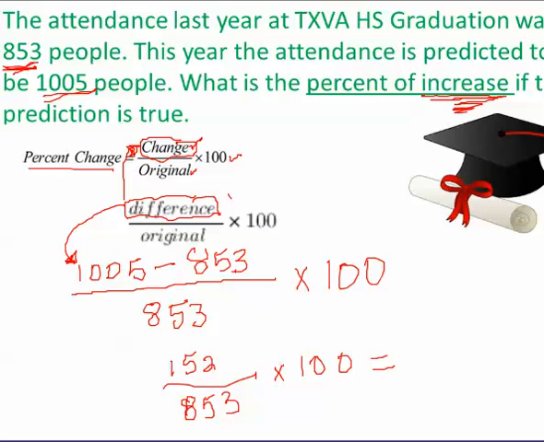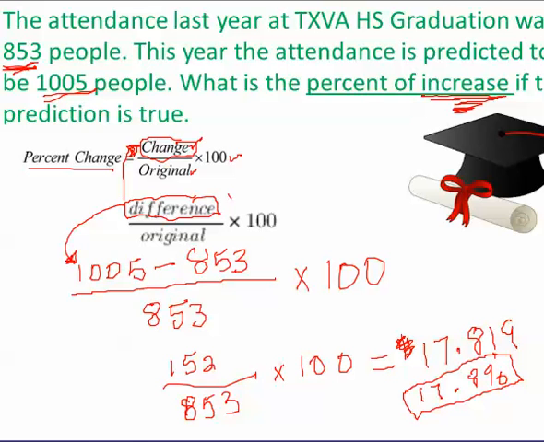So 152 divided by 853, and then I'm going to multiply that by 100, and it tells me that it is 17.819% change. Did it tell me how to write it? No, so I think I'll round it to the nearest tenth. Whoops, I meant that to be a percent sign. So I'll say 17.8%. So it went up by about 17.8%, our graduation attendance.